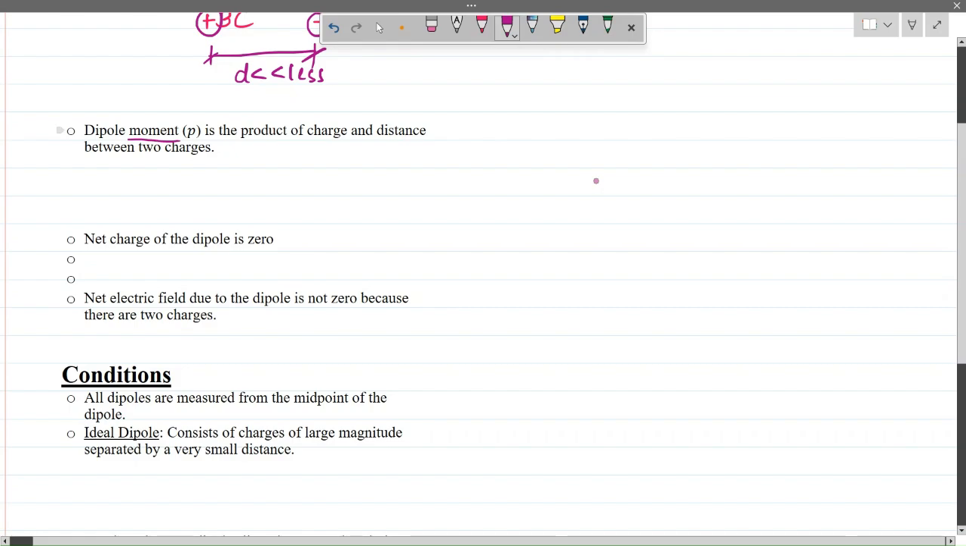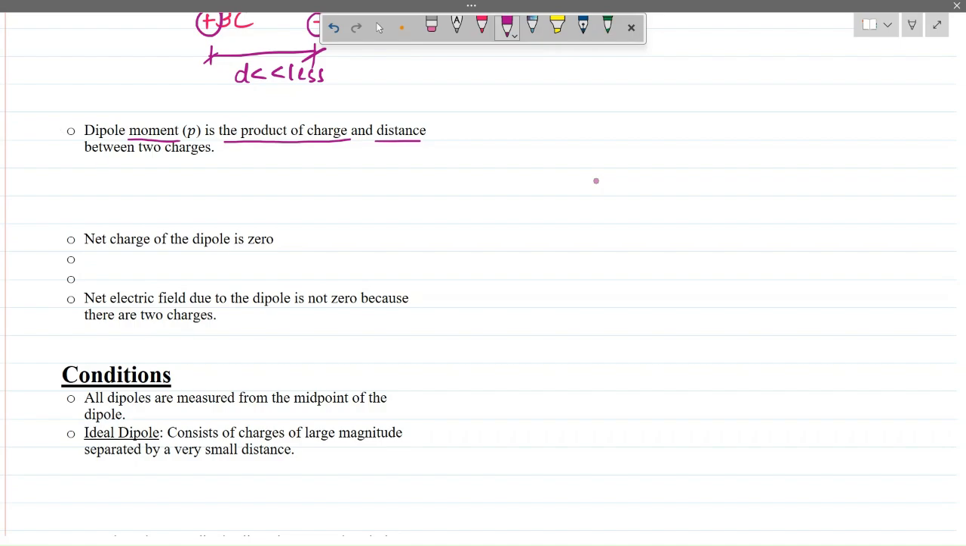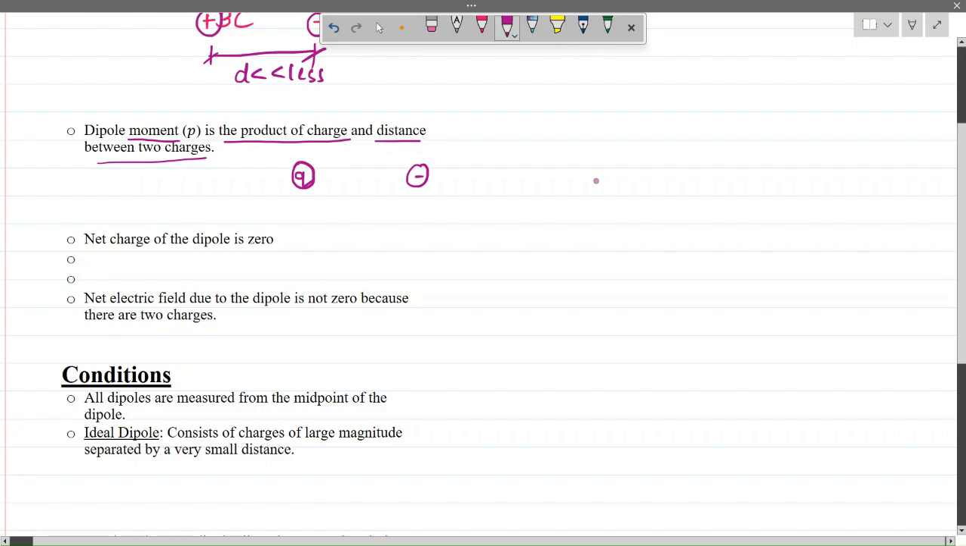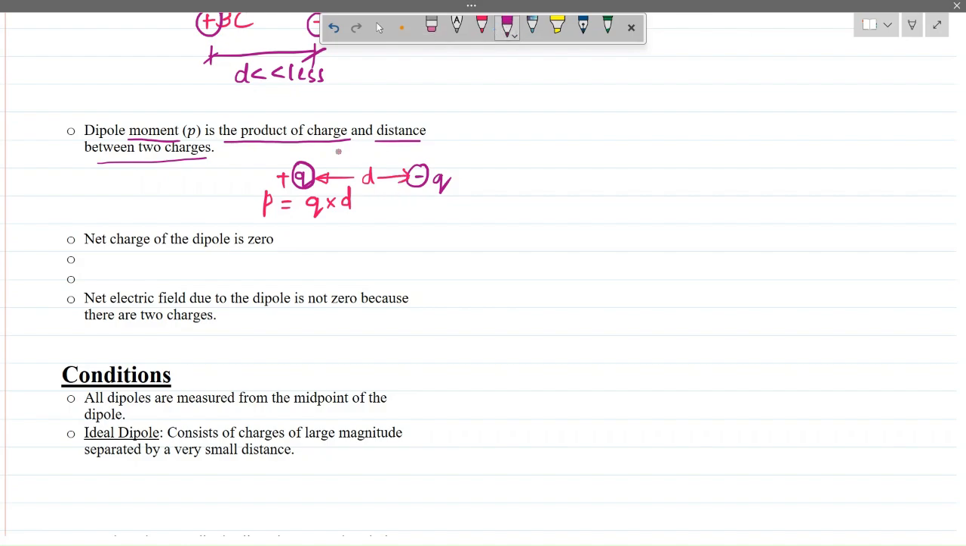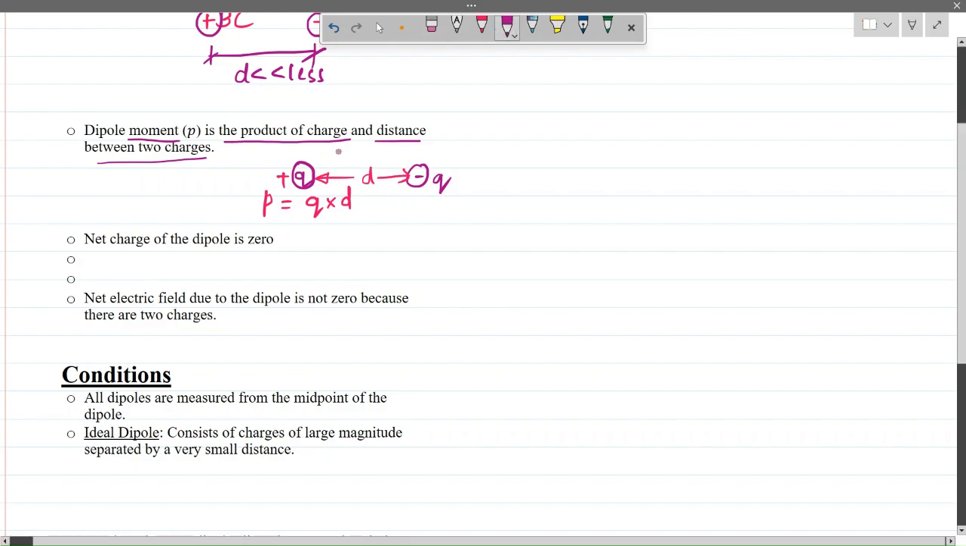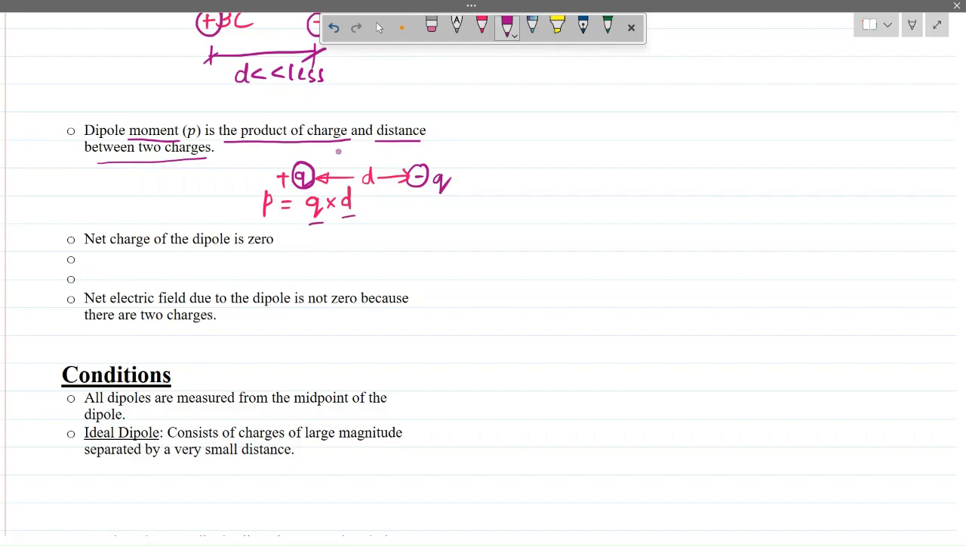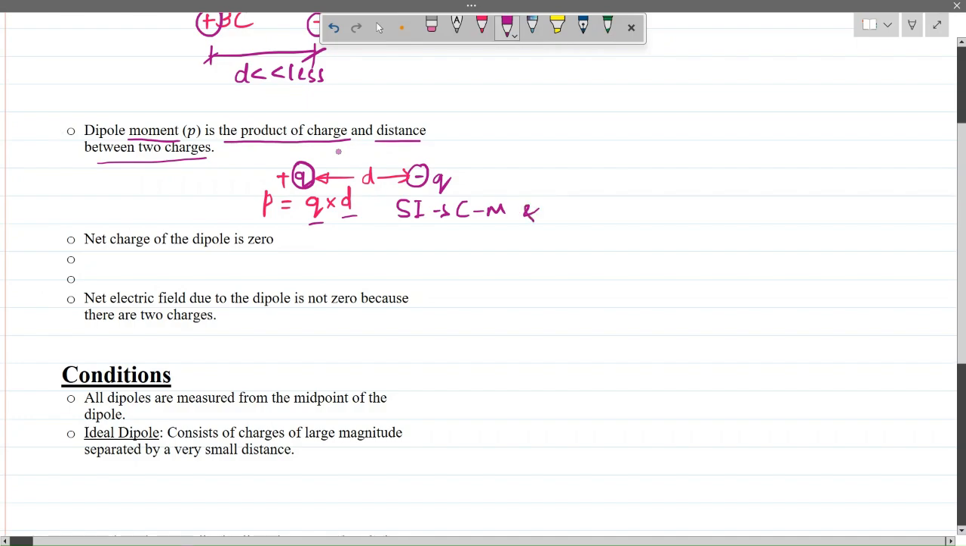Now let us understand a term here which is called dipole moment, which is represented by small p. What is a dipole moment? It is a product of charge and the distance between the two charges. Say for example, here we have positive q and here we have negative q, but the value of q is the same in both, only the sign is different. So dipole moment is the product of the charge and the distance between these two charges, that is small d. The SI unit of dipole moment is coulomb meter and it is a vector quantity. Vector quantity means it has both magnitude as well as direction.